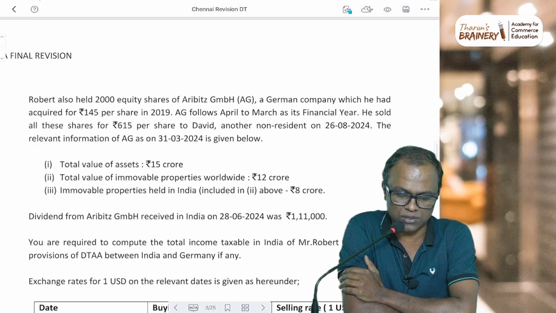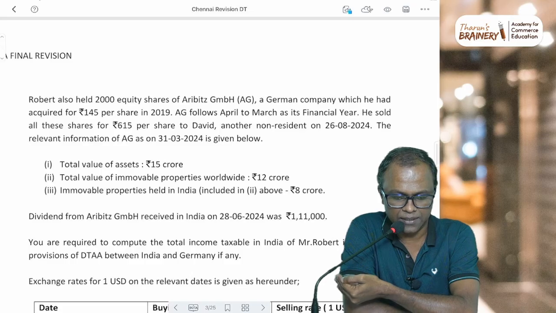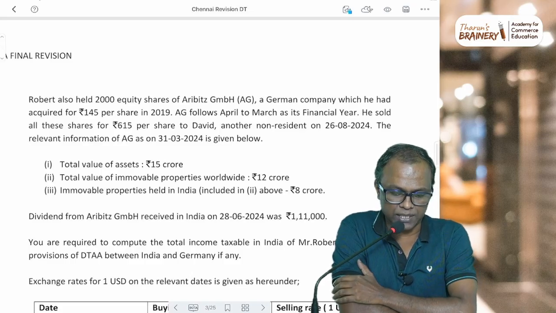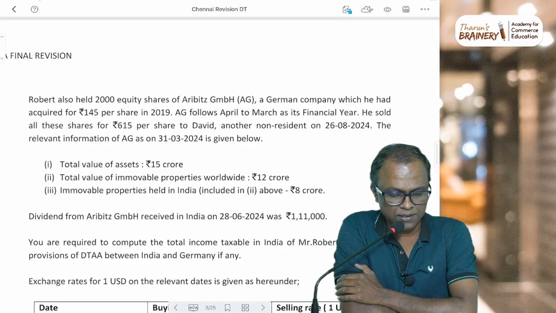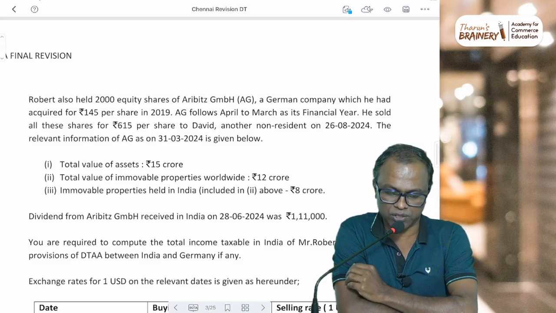Robert also held 2000 equity shares of Airbits GmbH AG, a German company which he had acquired for 145 per share in 2019. AG follows April to March as its financial year. He sold all these shares for rupees 615 per share to David, another non-resident, on 26th August 2024. The relevant information of AG as on 31st March 2024 is given below.